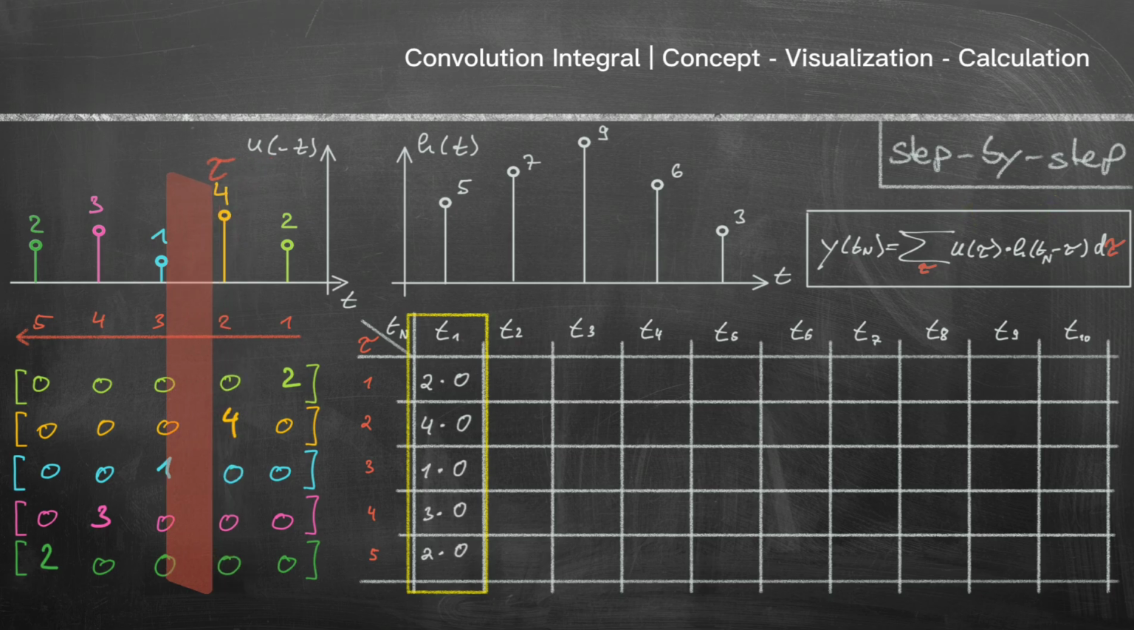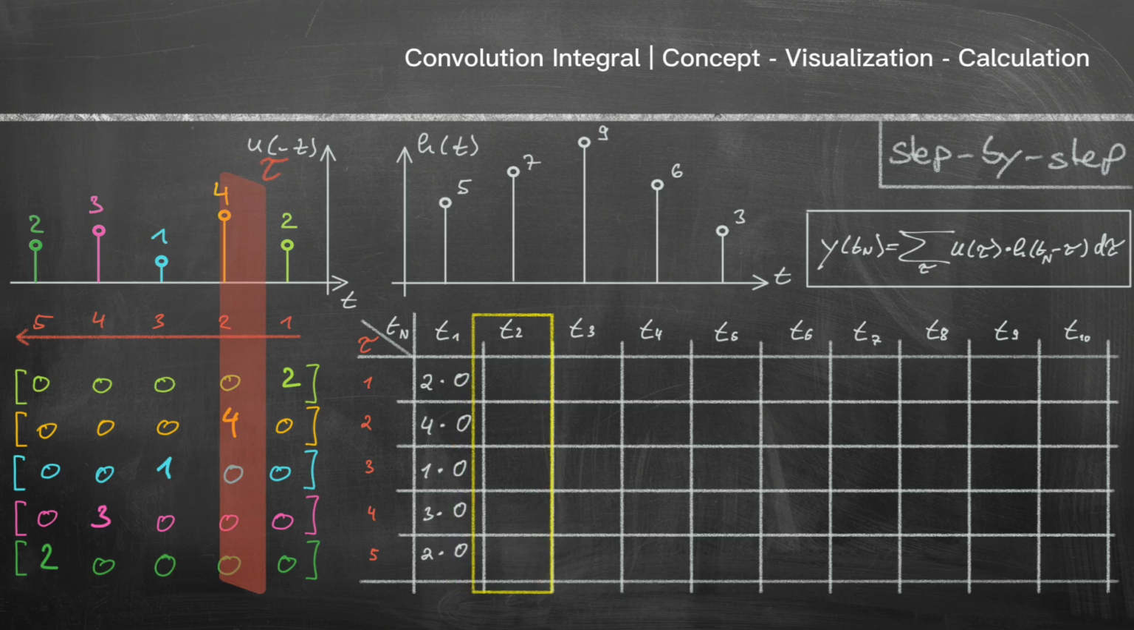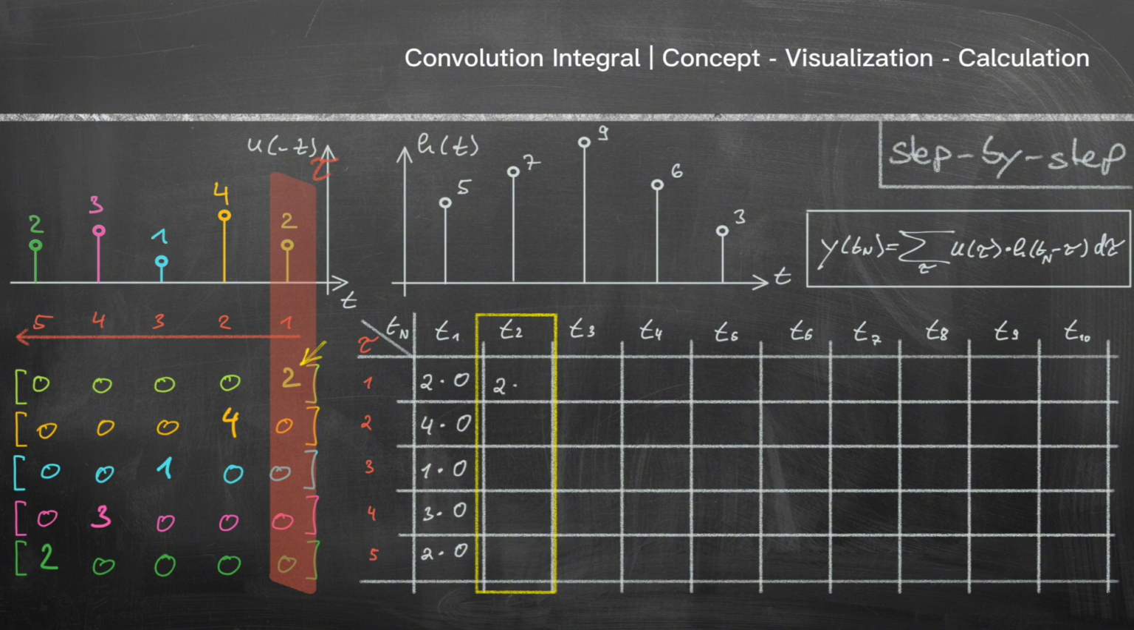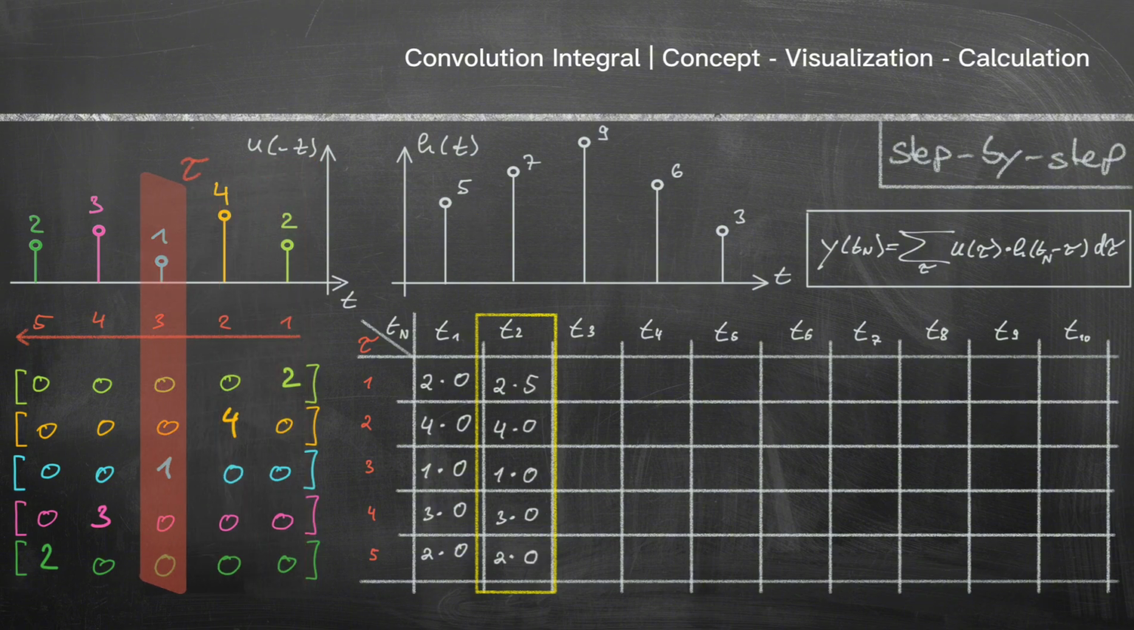We fill in the entire column in this way and then move on to the next, and here things become more intuitive. We start in the first row with tau equal to 1. u of 1 is equal to 2, and h of 2 minus 1, h at the first time step, is equal to 5. So the entry is 2 times 5. We repeat this for the entire column.